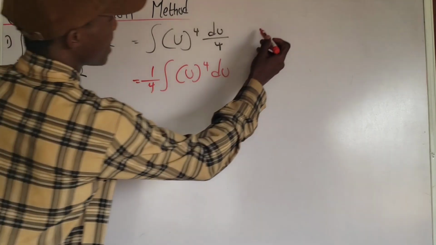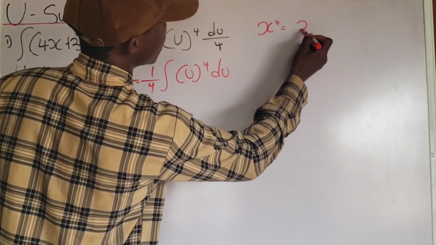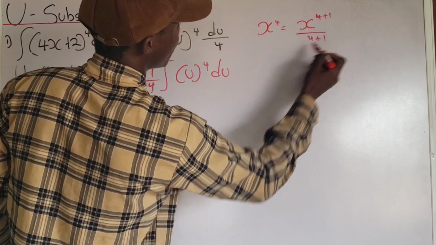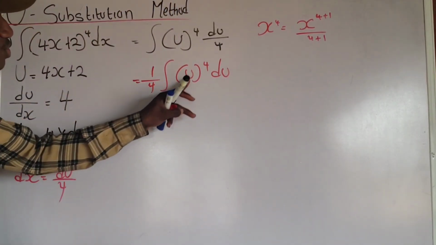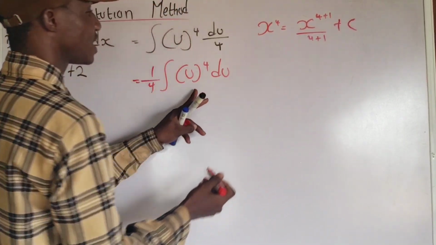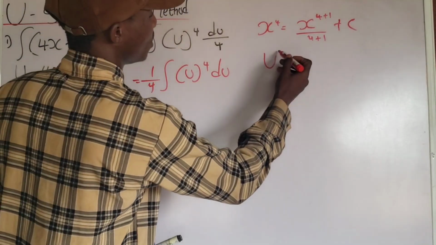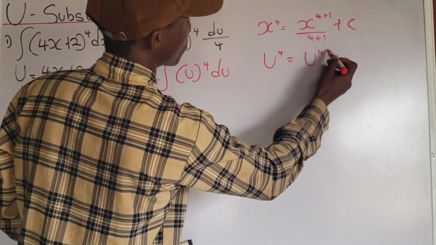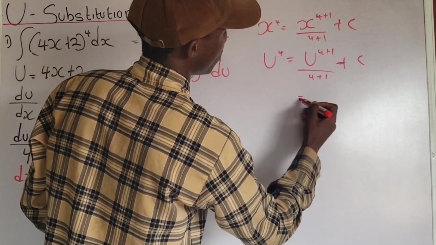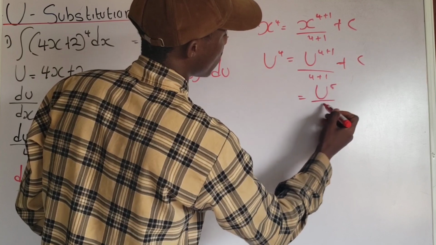Now, let us integrate u raised to the power of 4. If you integrate x raised to the power of 4, that will be x^(4+1)/(4+1). Now, if you integrate u raised to the power of 4, add the arbitrary constant, you are going to have u^(4+1)/(4+1), which is equal to u^5/5.